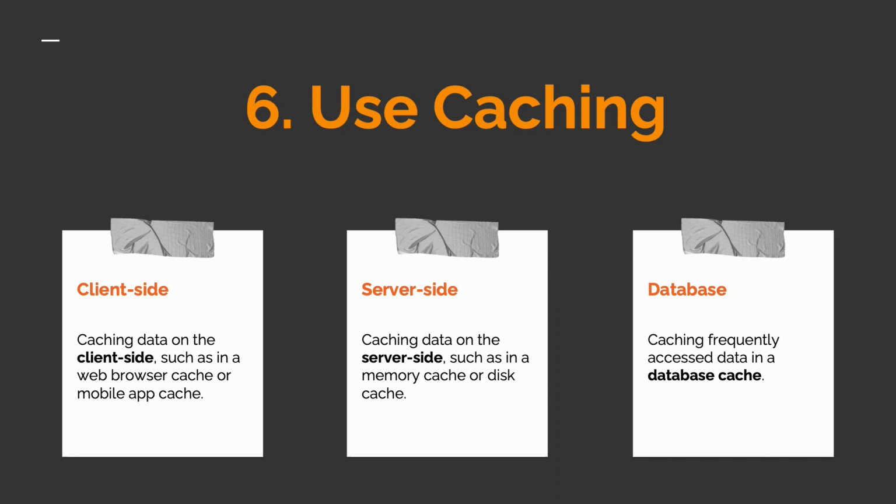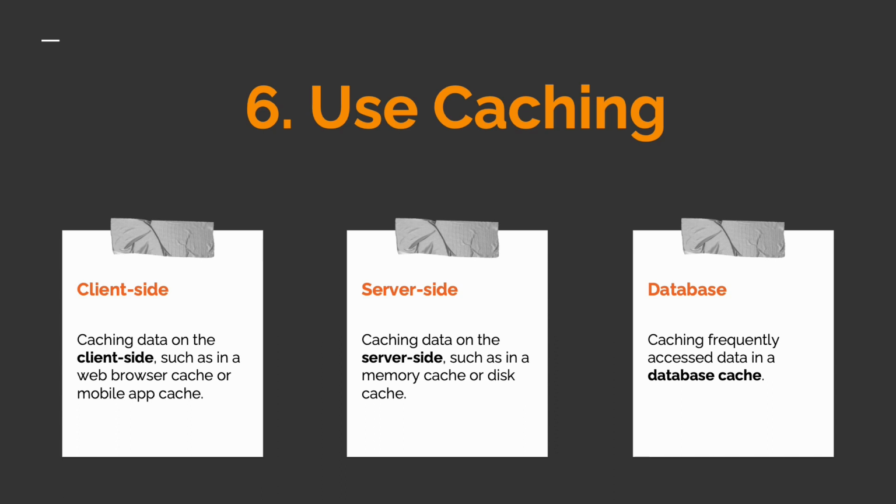The next technique to significantly improve application speed and reduce server load is caching. So by storing frequently accessed data in cache memory, the application can retrieve data quickly without needing to access the database or file system. There are several types of caching techniques that can be used to improve software performance, including client-side caching, which involves caching data on the client side, such as in a web browser cache or mobile app cache. This can reduce the need to fetch data from a remote server.